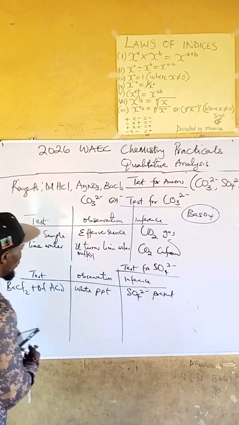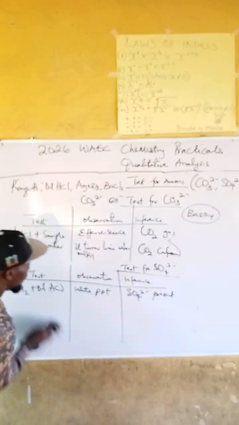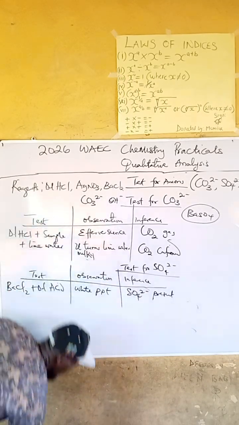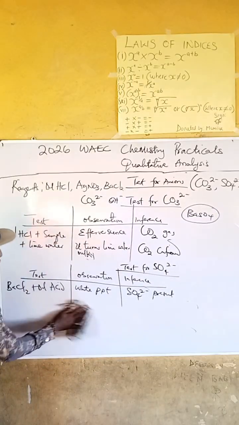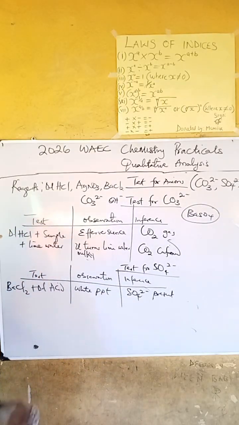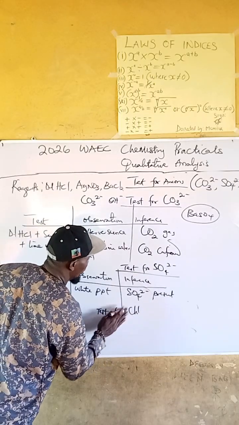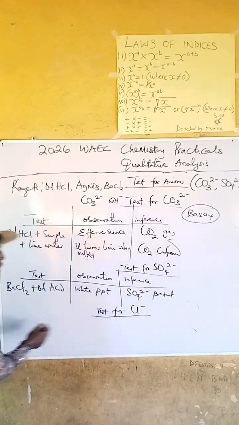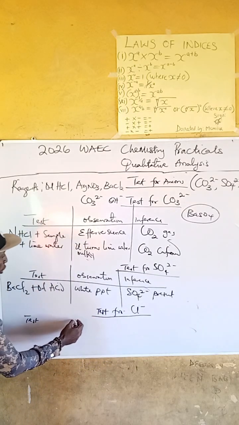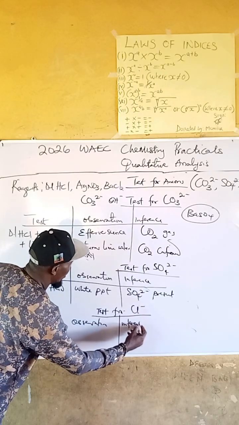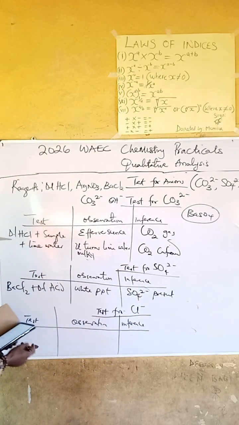So, for chloride ion, which reagent do we use? So, test for chloride ion. Let me just write Cl minus. To do your test, your observation, and your inference. Remember, what we use for sulfate is barium chloride. So here we're going to use what?